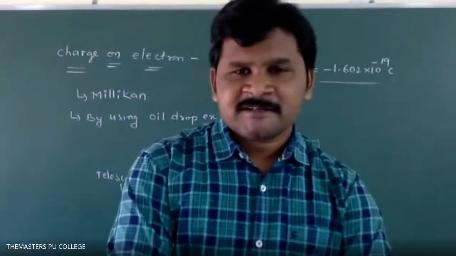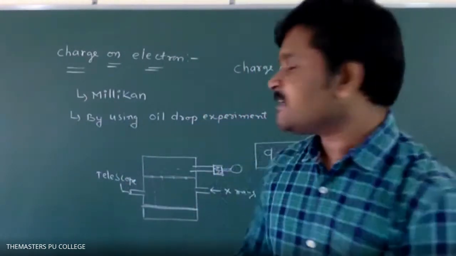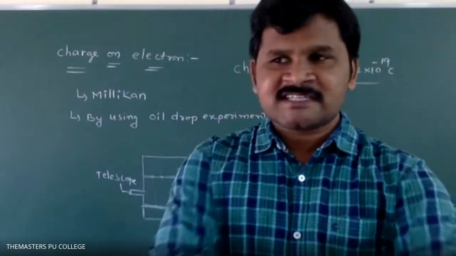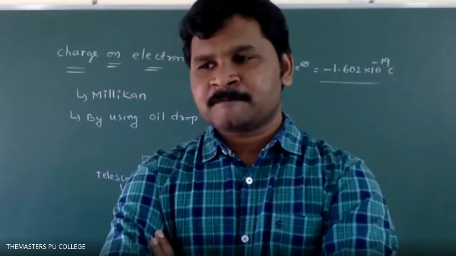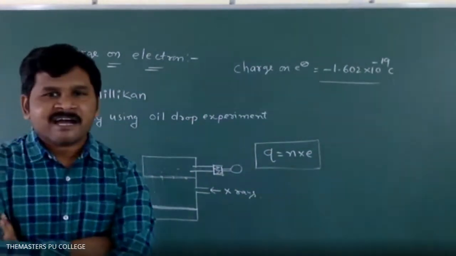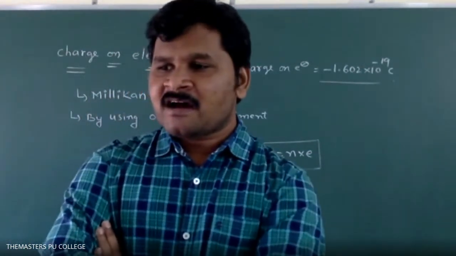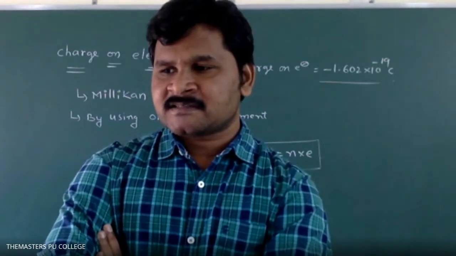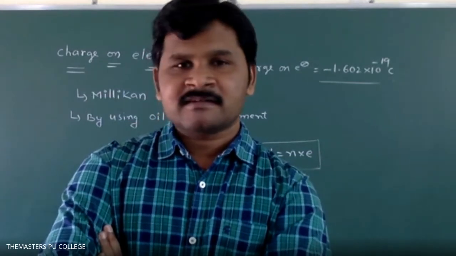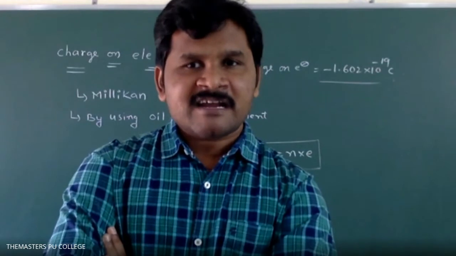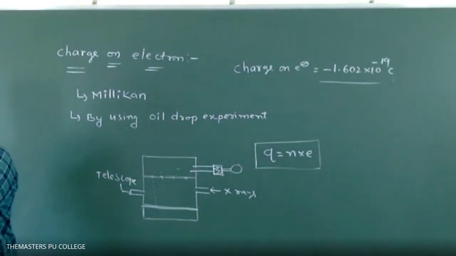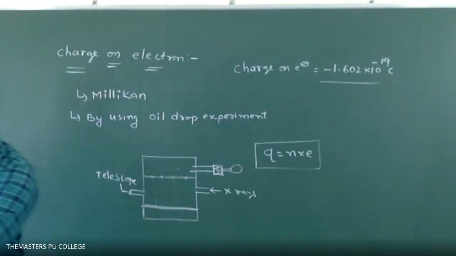Now please write down one question based on this formula. I hope you can answer this question easily. Please write down. An oil drop has 8 into 10 power minus 19 coulombs charge. I repeat, students: an oil drop has 8 into 10 power minus 19 coulombs charge.